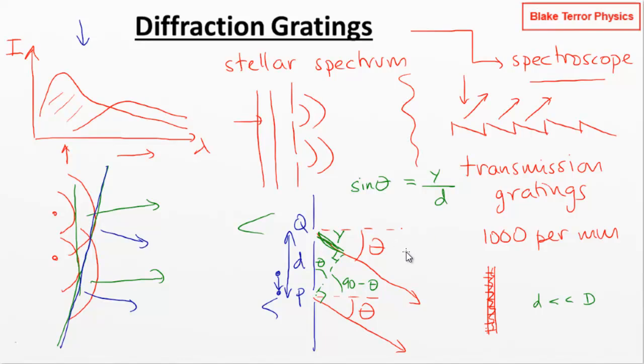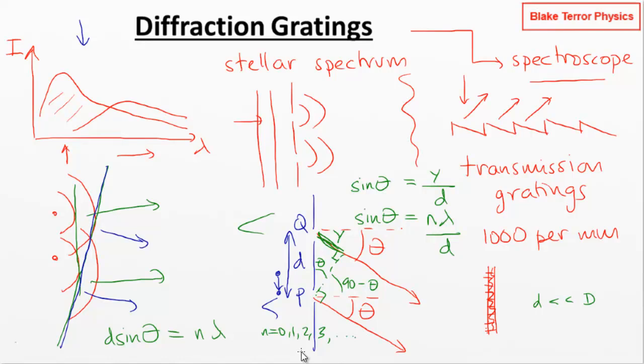That gives us our diffraction grating formula: sine theta is equal to n, where n is 0, 1, 2, 3, etc., some integer, times the wavelength divided by d. That's our diffraction grating formula. Or written another way, sometimes you'll see it written out as d sine theta equals n lambda for n equals 0, 1, 2, 3, etc.